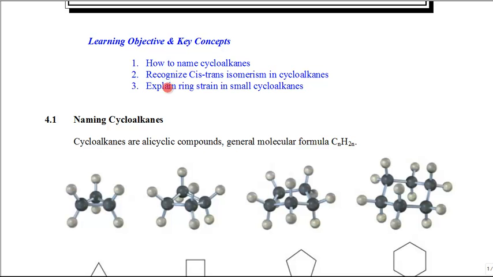In terms of ring strain, make a note. I'm not going to spend too much time on it, but cis-trans isomerism is the biggest one. And then in terms of ring strain, we're really going to focus on how a 5-membered ring and a 6-membered ring tries to minimize ring strain.